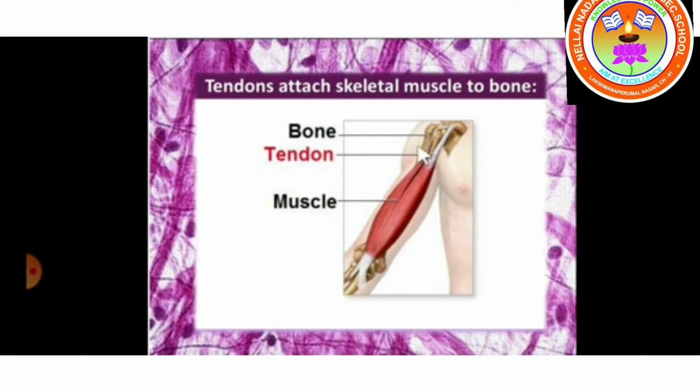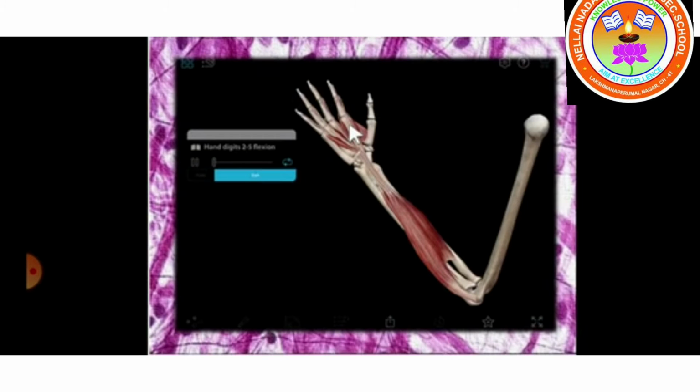So what are tendons? Tendons always connect the muscle to the bone. Tendons have great strength and they have limited flexibility. Why do they have great strength? Because they are made up of fibers and fibroblasts, which have great strength but limited flexibility.